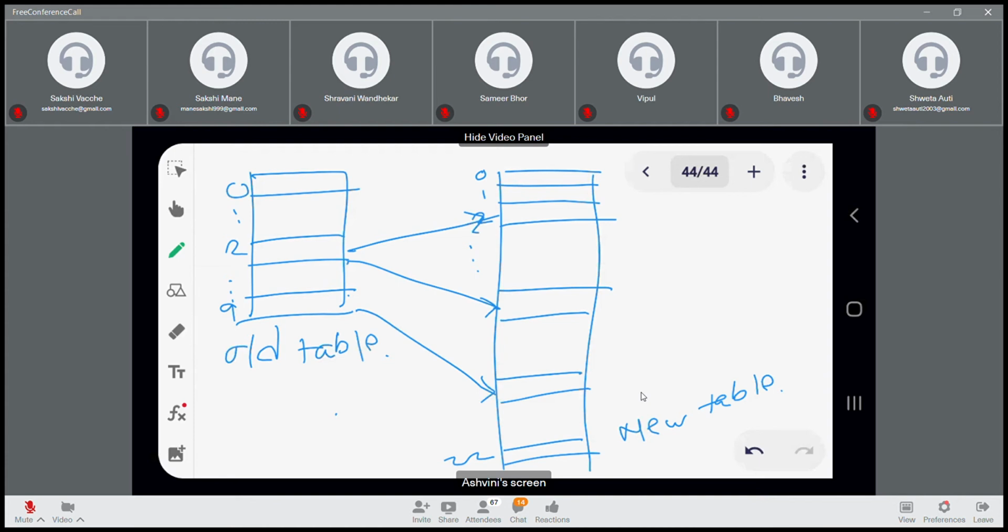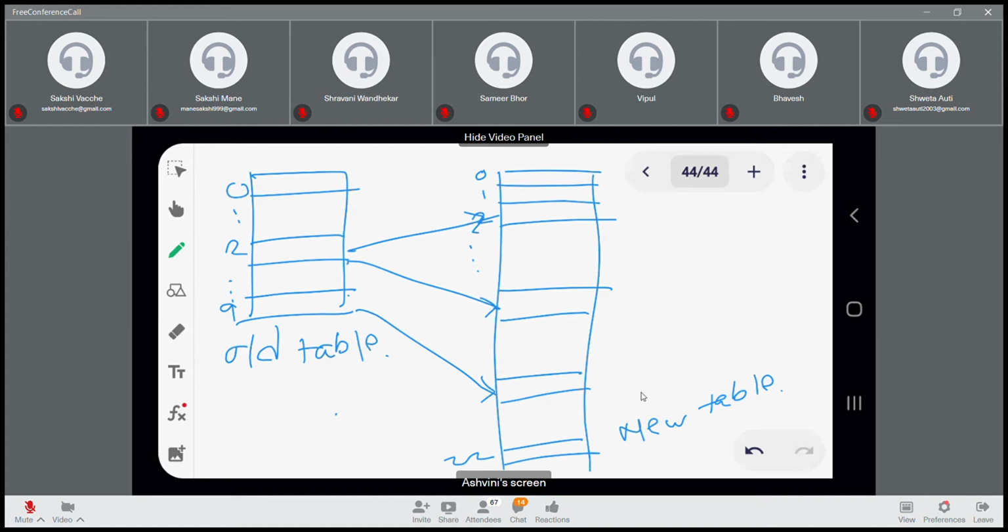So it is preferable that if the total size of the table is a prime number, then... okay, there are some situations in which rehashing is required. Let's see first those situations, why we are going to use this rehashing technique.